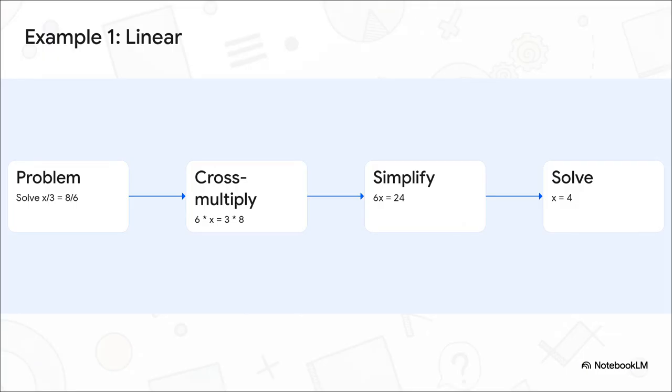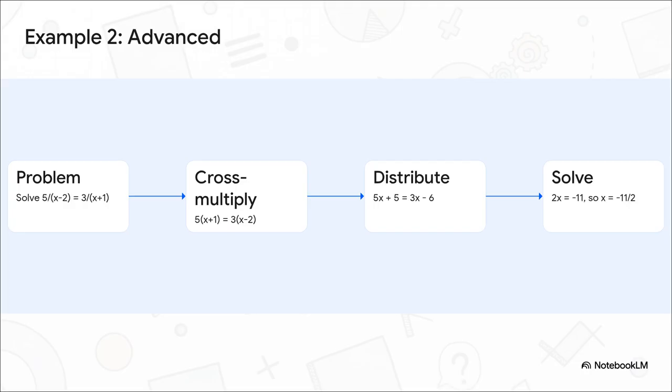We've got x over 3 equals 8 over 6. So step 1, we cross multiply. 6 times x gives us 6x, and 3 times 8 gives us 24. That leaves us with the simple linear equation, 6x equals 24. Just divide both sides by 6, and voila, x equals 4. See, not so bad, right?